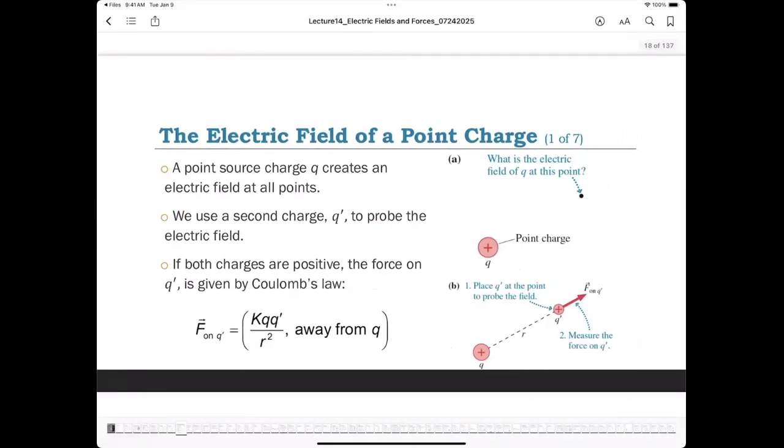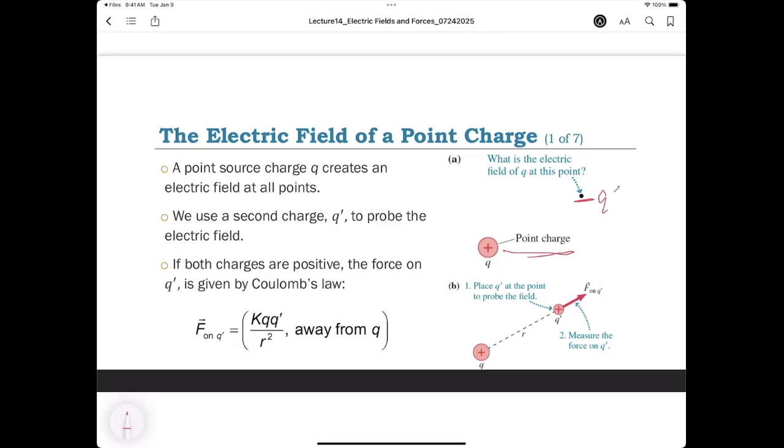And a point source charge Q creates an electric field at all points. You can see, even a point source charge can create an electric field. We will use a second charge Q prime to probe the electric field. You can see here, there is a point charge Q, and the question is, what is the electric field of Q at this point? We just put a second one, Q prime.